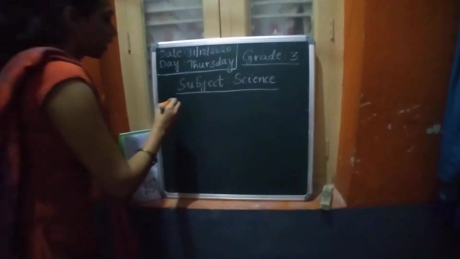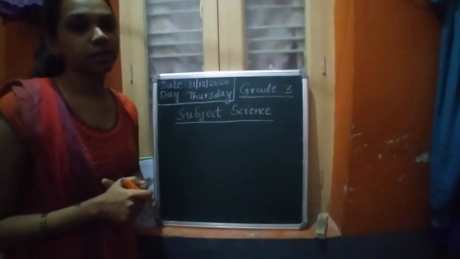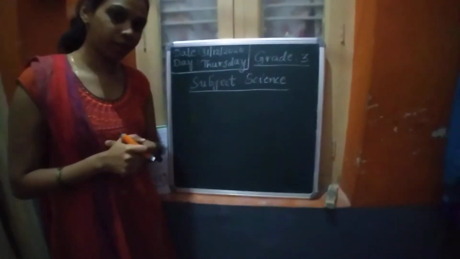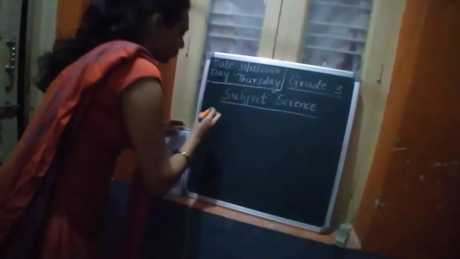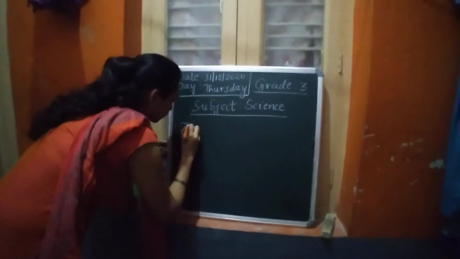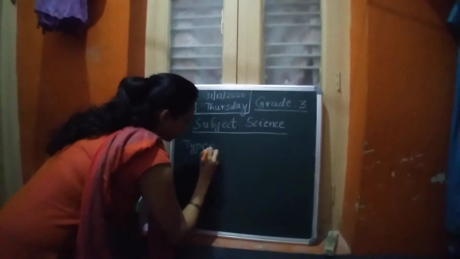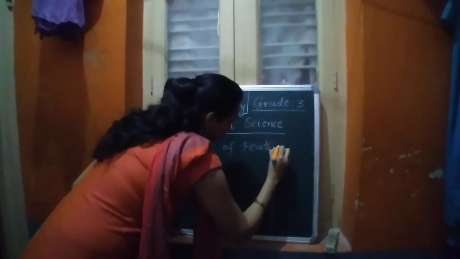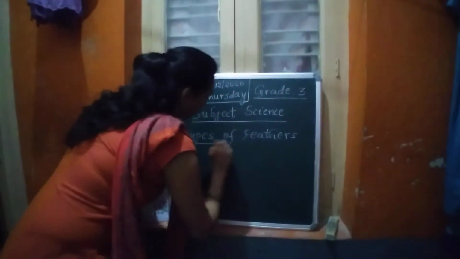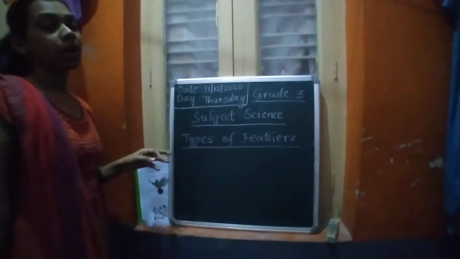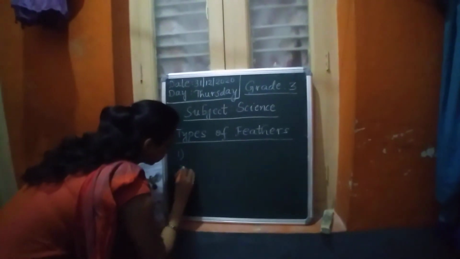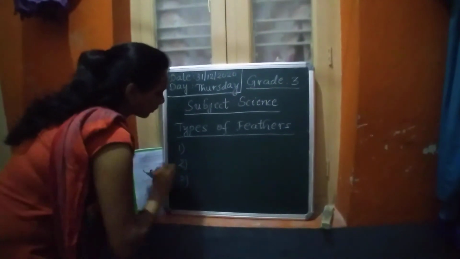Now today's topic, as I told you in the last class, children, there are three types of feathers, right? So in this recorded video we are going to see about the three types of feathers. As we all know, the wings and feathers help the birds to fly. So there were three different types of feathers, I told, right? So what were the three different types of feathers?